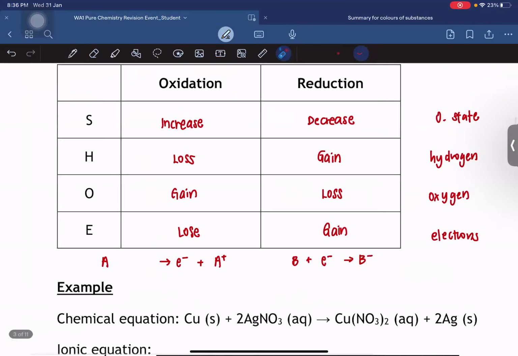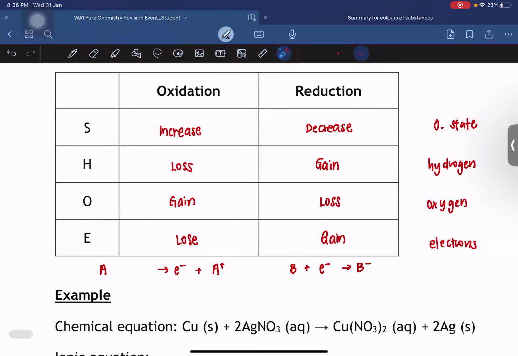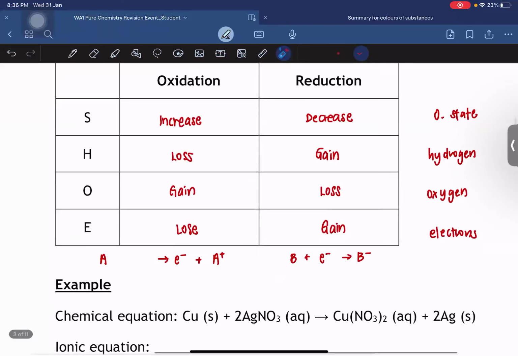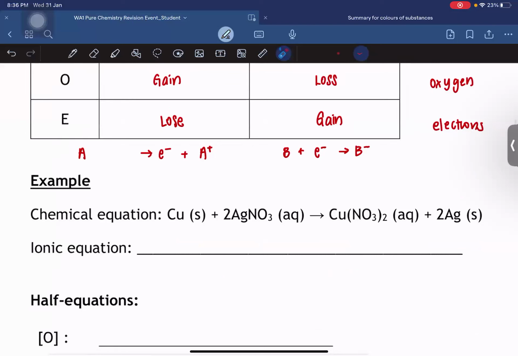Okay, good. So once you have understood that, any equation can be deduced to be oxidized, reduced, or redox by any of the properties here. Which means to say, can we take a look at this equation here? Guys, take a look at this equation. Copper reacting with silver nitrate to form copper 2 nitrate and silver. Is this a redox reaction? Yes, how do you all know it's a redox reaction?